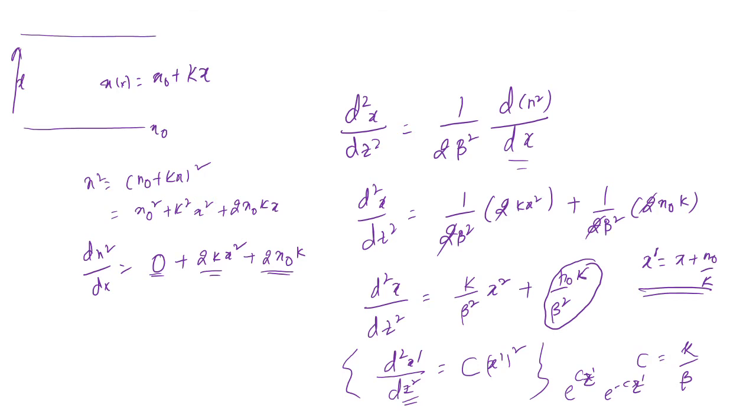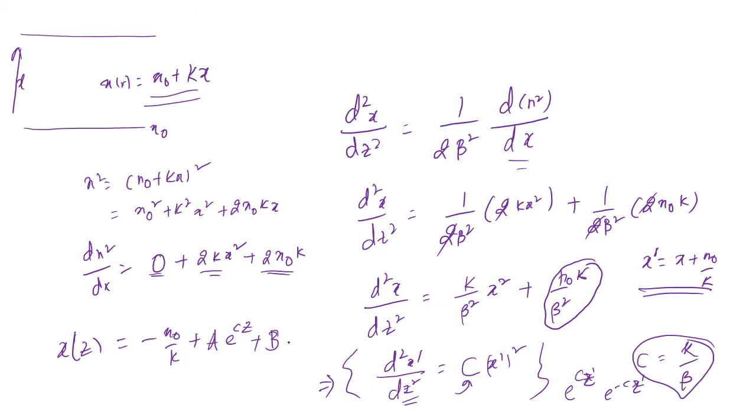So then I can write, for this path where the refractive index is changing linearly, x of z, by solving this differential equation, as something like minus n0 by k plus some constant a times e to the power cz, where c is k by beta, plus some constant b times e to the power minus cz. So I have mathematically derived a path for what I'm observing physically, right?